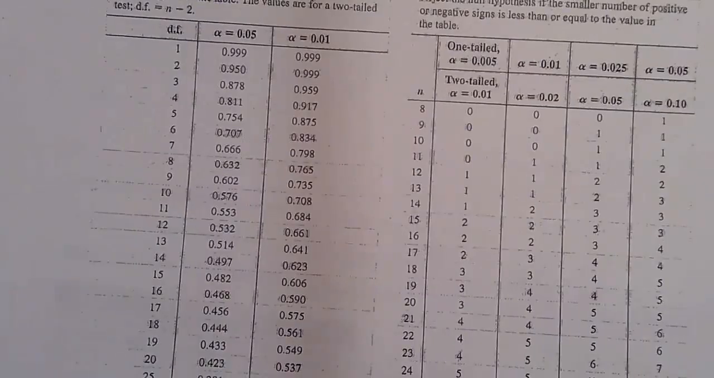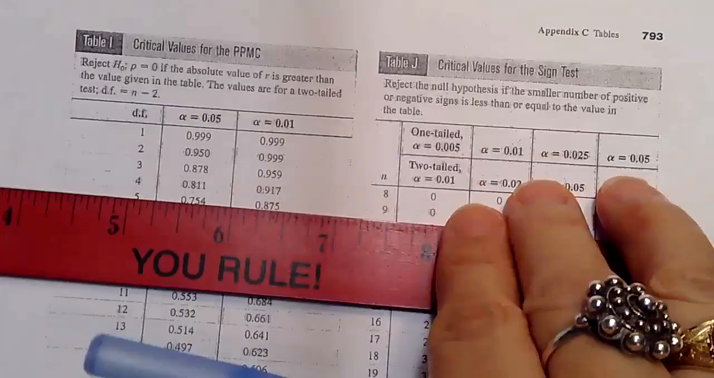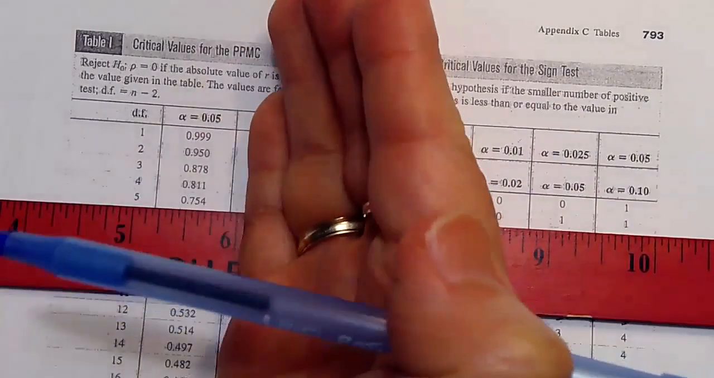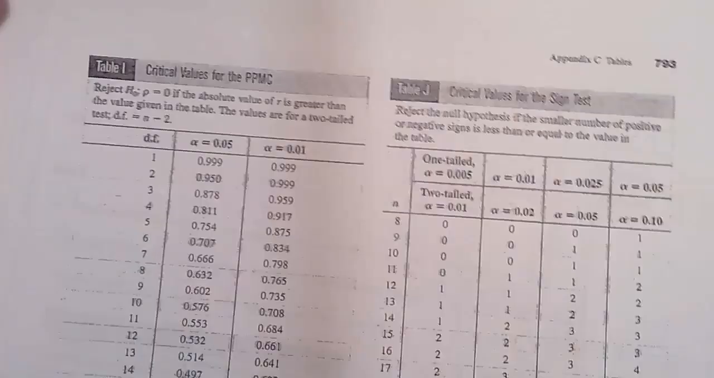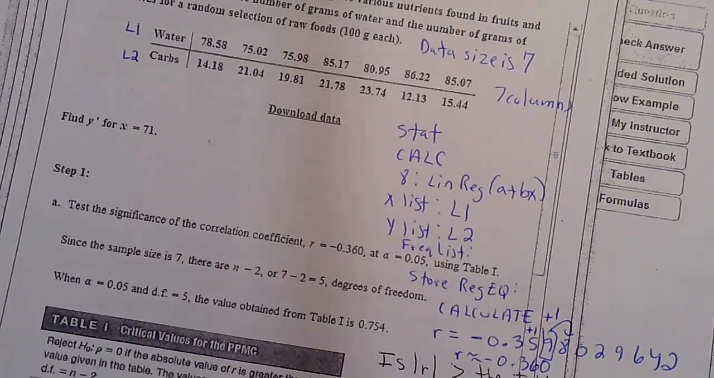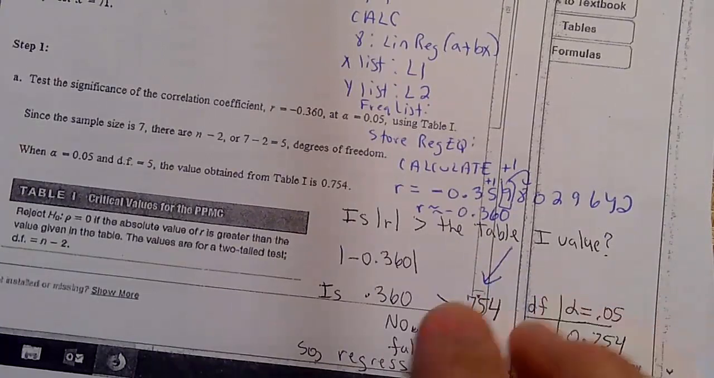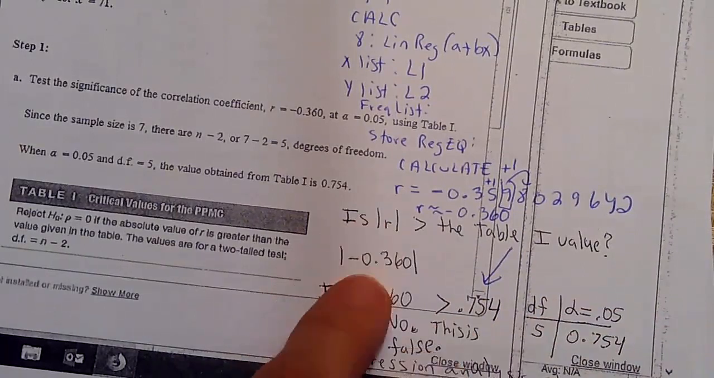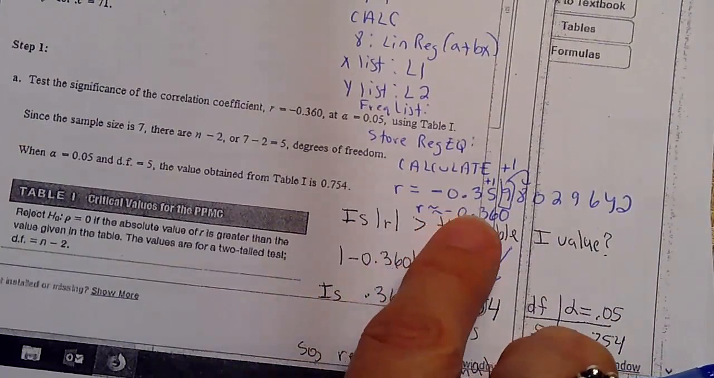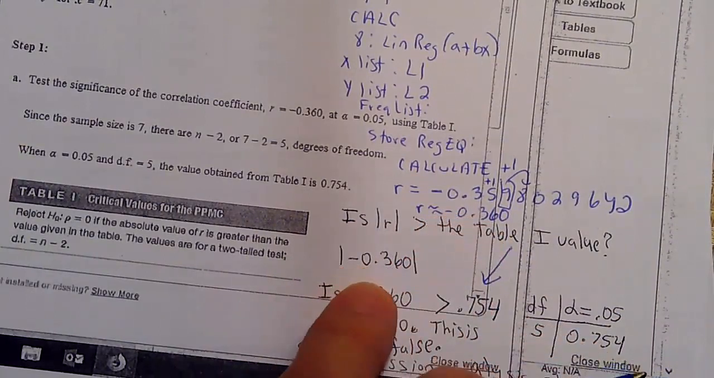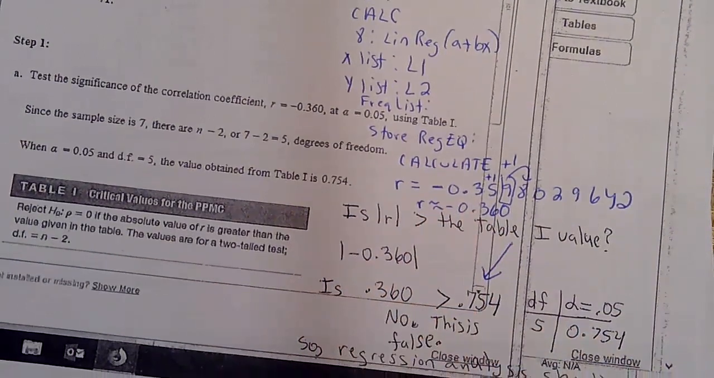So it looks like it's 0.754. And that's right here. See that right here? That's right there. 0.754. And then you compare that to the absolute value of R. So the absolute value of this 0.360 is just 0.360, because the absolute value of a negative is that. And is this true or false? Is 0.3, like 36 cents, greater than 75 cents? No, this is false.